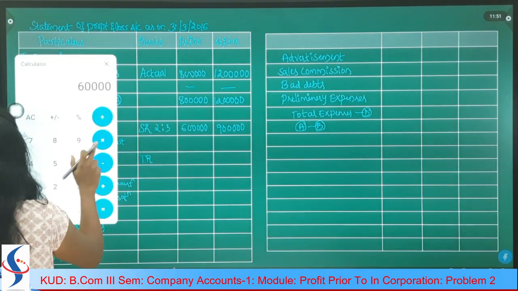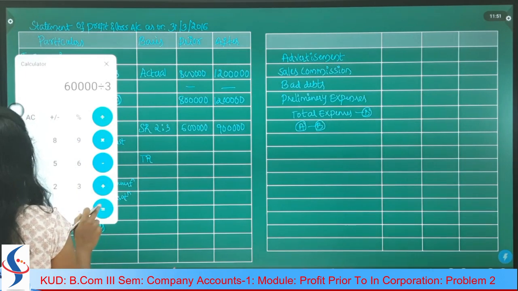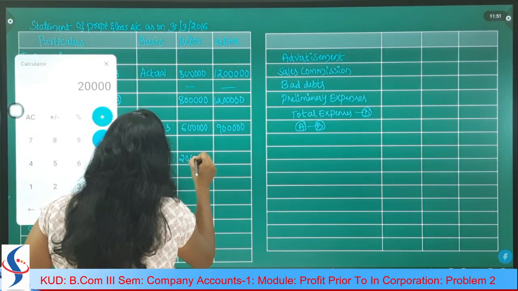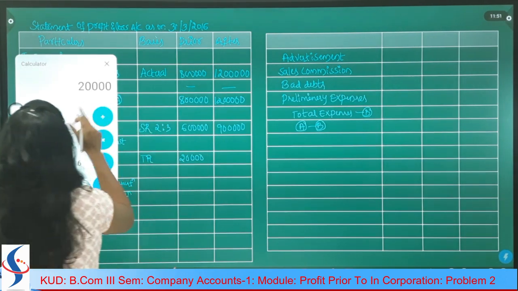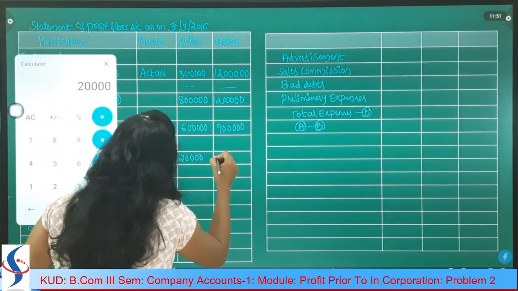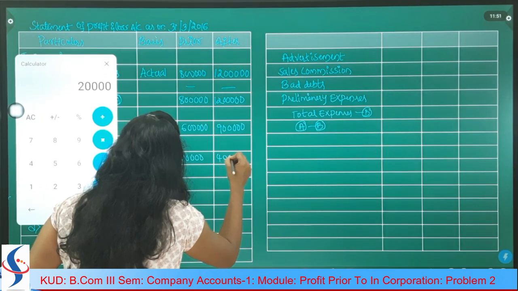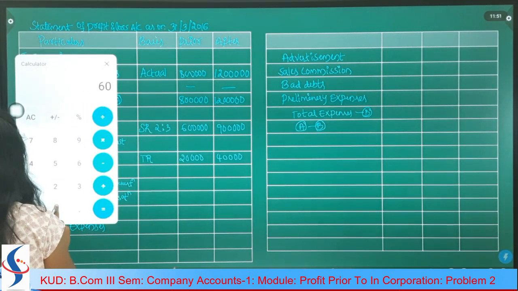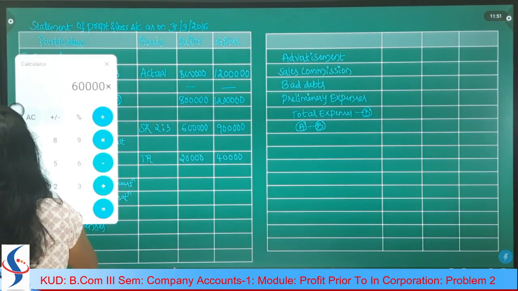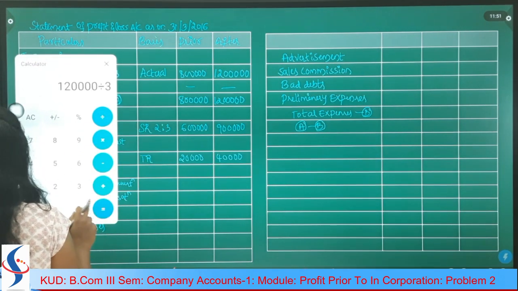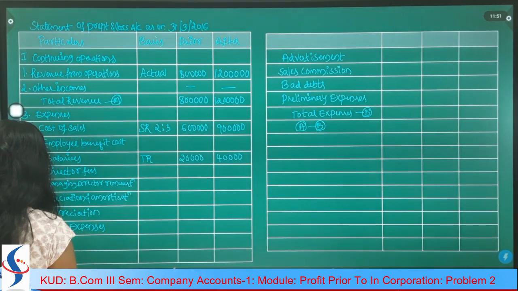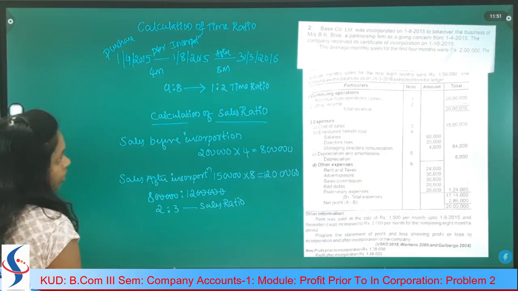60,000 into 1 divided by 3 is equal to 20,000 for salary of the prior period. Total is 60. 60 minus 20 will be 40,000. Either you can deduct it or you can calculate it again. 60,000 into 2 divided by 3, it will be 40,000 only. Then, what is the next one?